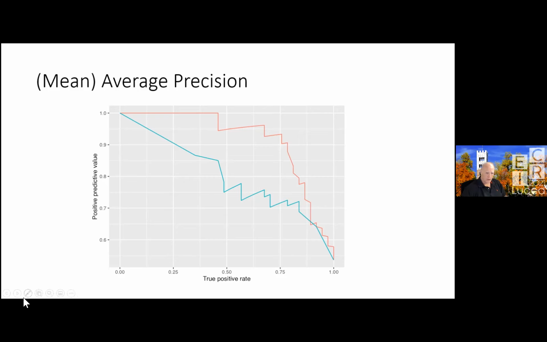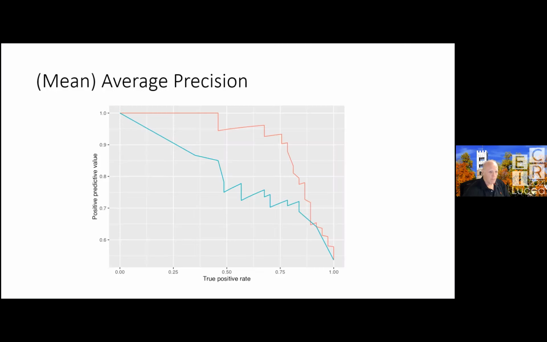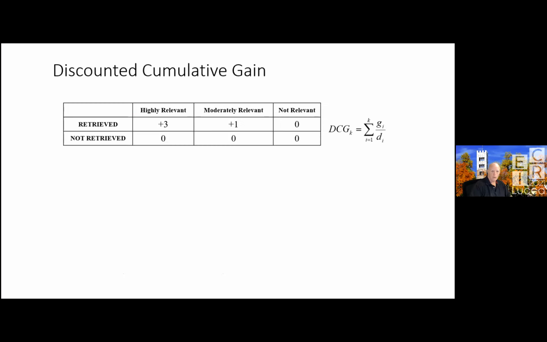And so instead, what I would suggest is that we look at discounted cumulative gain. Just as a quick review, for discounted cumulative gain, we give lots of credit when something is highly relevant, a little bit of credit when it's moderately relevant. You get no credit at all if it's not relevant but you showed it. And you get no credit at all if you don't show it.